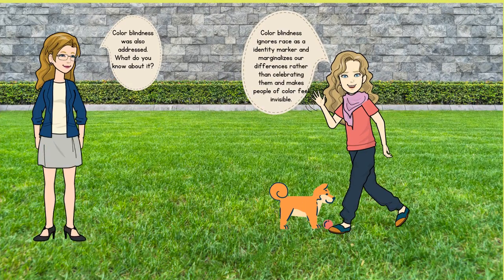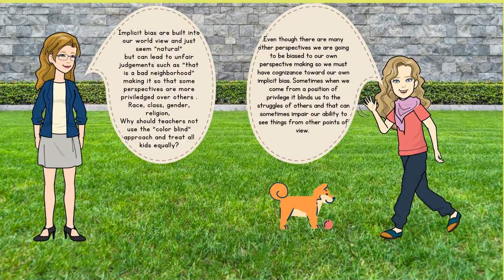Color blindness was also addressed. What do you know about it? Well, colorblindness ignores race as an identity marker and marginalizes our differences rather than celebrating them, and makes people of color feel invisible. Well, implicit bias are built into our worldview and just seem natural, but can lead to unfair judgments, such as that is a bad neighborhood, making it so that some perspectives are more privileged than others. Race, class, gender, religion. Why should teachers not use colorblind approach and treat all kids equally?